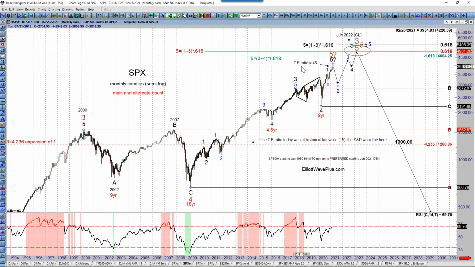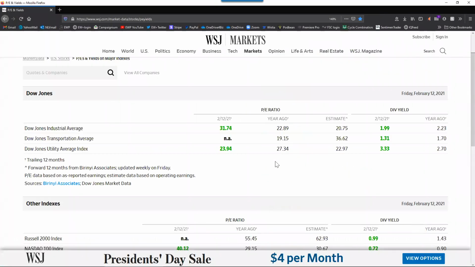So the P/E ratio today is 45. Now that came off the tongue pretty easy, didn't it? But that is an unbelievably extreme number.